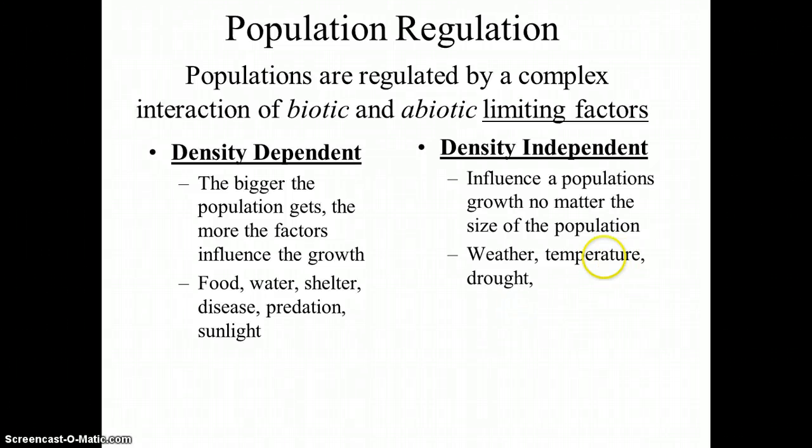Okay, density independent, it doesn't matter how many of the organisms are living in that population, these things are going to affect it. So things like weather and temperature. Okay, so if the temperature gets really cold, that's going to influence, say, the fox population, no matter how many foxes are living in that area. So that would be independent of the density of the population.